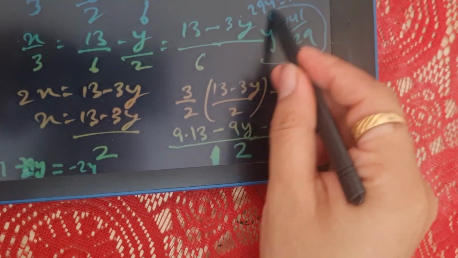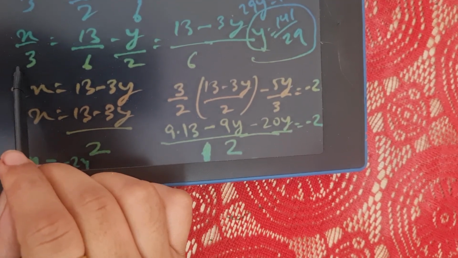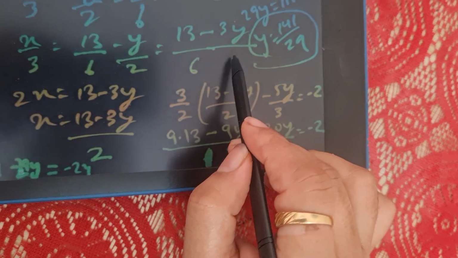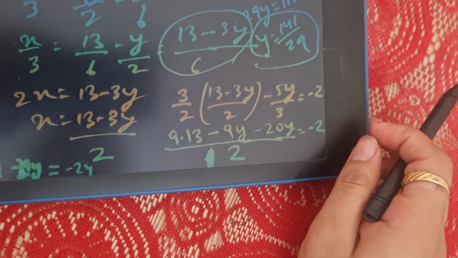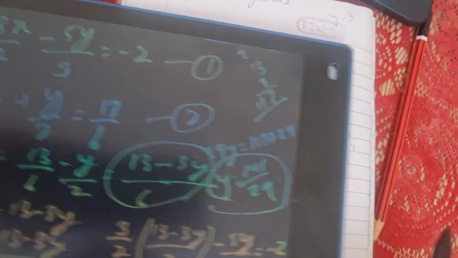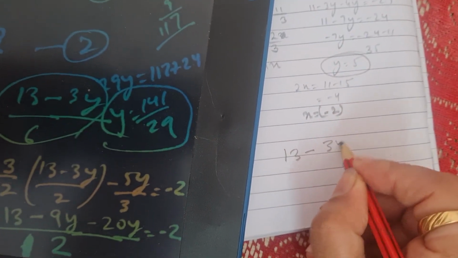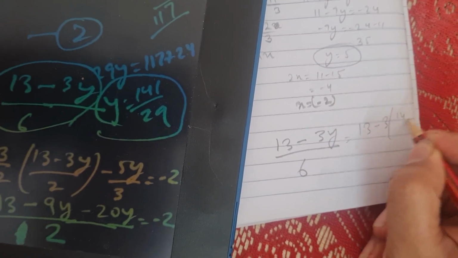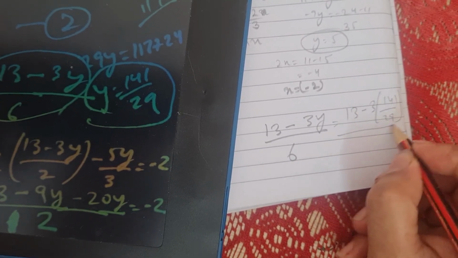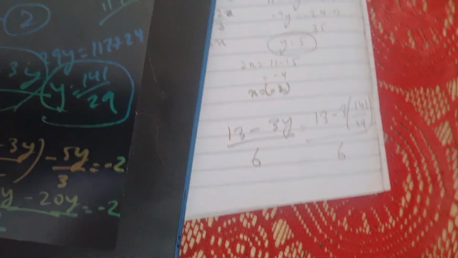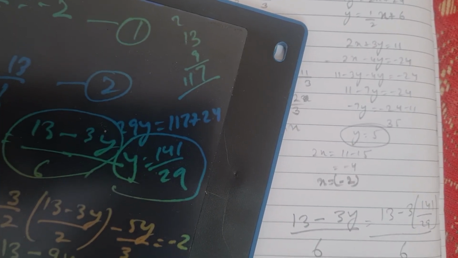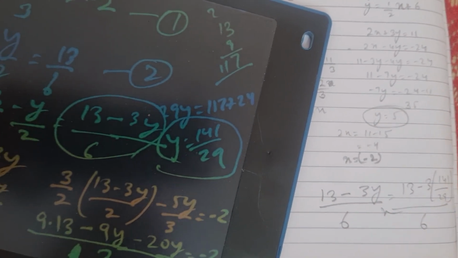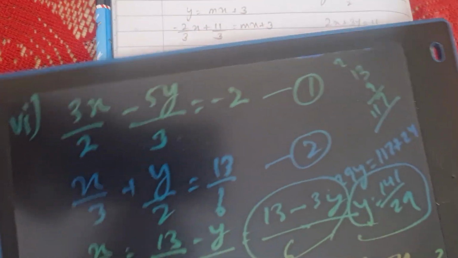So let's put this value in this equation, that x is equal to 13 minus 3y by 6. So 13 minus 3y divided by 6. So this is the value of x. Now moving to the next question, the second question.